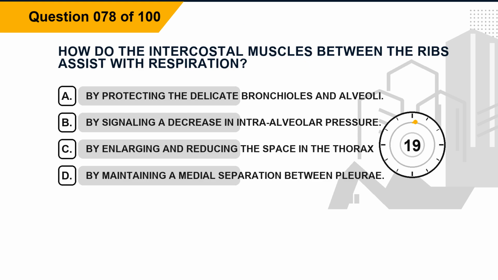Question 78. How do the intercostal muscles between the ribs assist with respiration? Option A, by protecting the delicate bronchioles and alveoli. Option B, by signaling a decrease in intraalveolar pressure. Option C, by enlarging and reducing the space in the thorax. Option D, by maintaining a medial separation between pleurae.